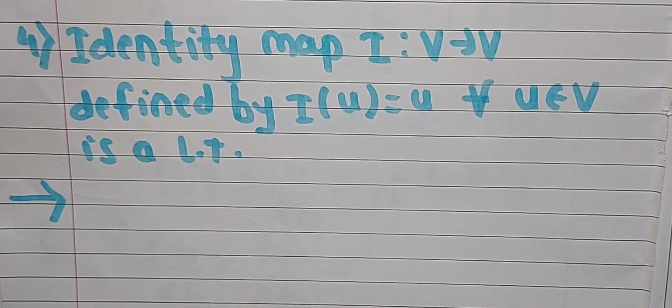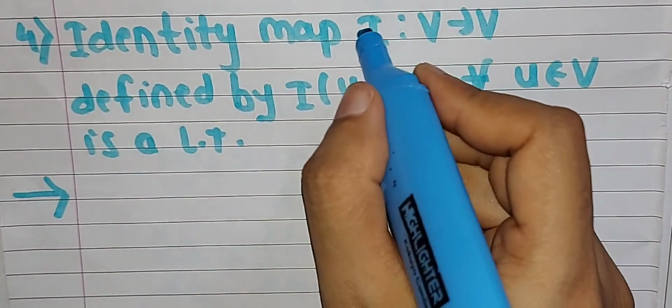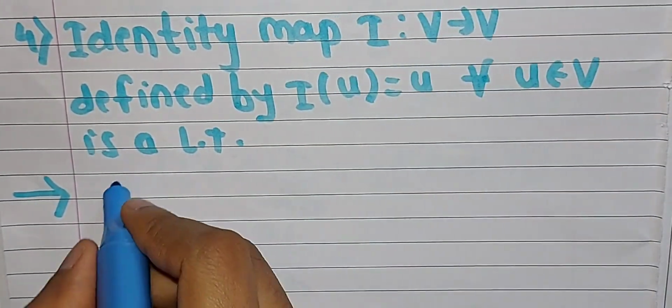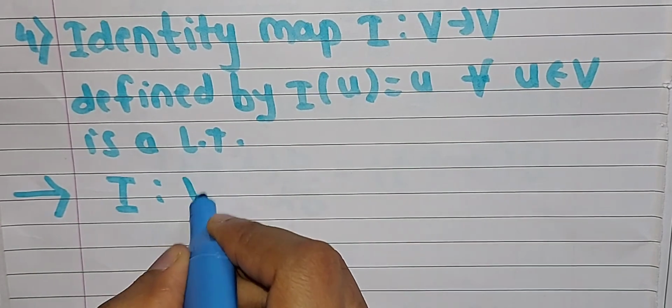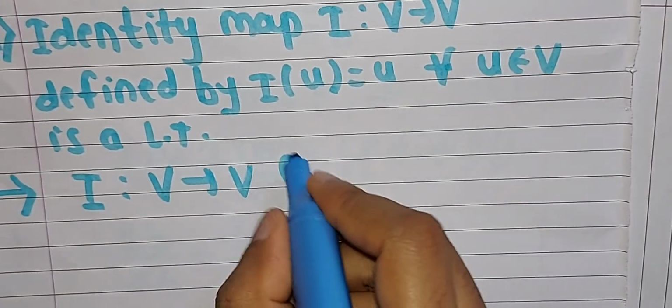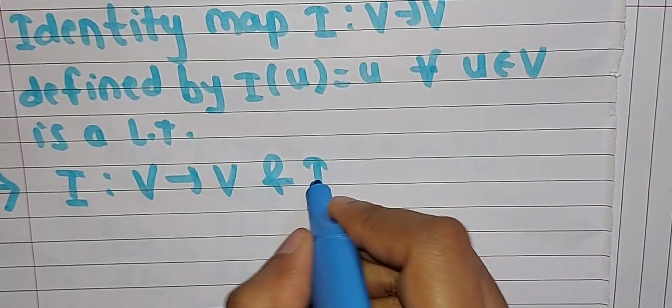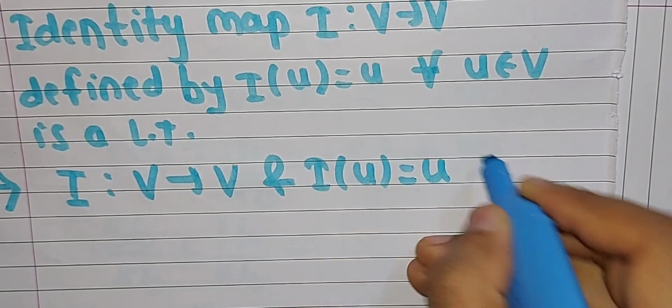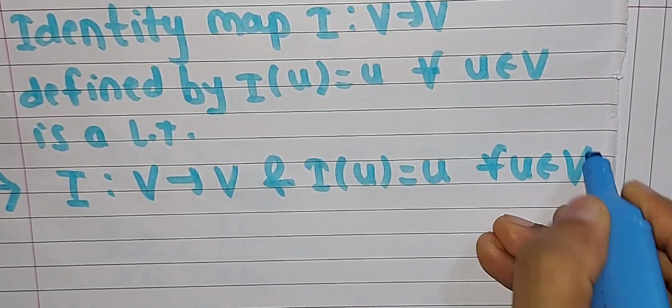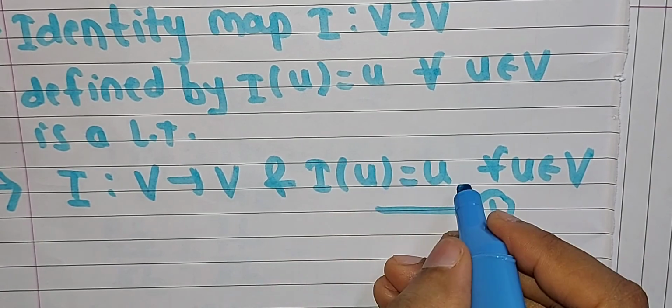To solve this question, firstly consider the given condition, that is, I is a map from V to V, and our second condition is that I of u is equal to u for all u belongs to capital V. We denote this as equation number 1.